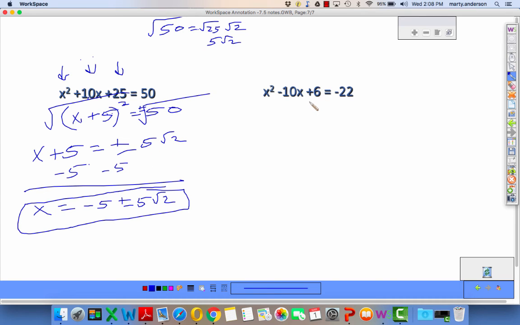This one, this is not a perfect square. And if I added 22 over, it would not be a perfect square. So I want to subtract 6 from both sides. x squared minus 10x, blank, equals -28. Now I'm going to make a perfect square. I'm going to change colors.